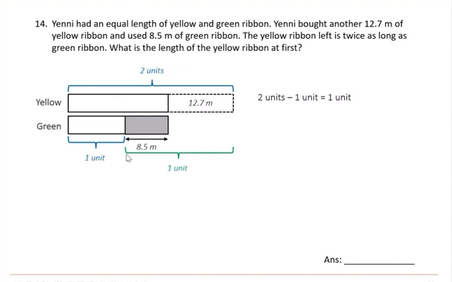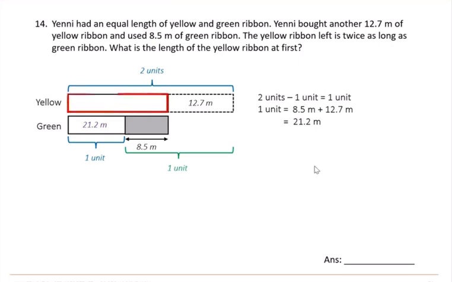So how do you find the value of 1 unit? Look at the values given. You plus 8.5 plus 12.7, 21.2. This is already 1 unit. There is no need for you to calculate the value of 1 unit again. So 1 unit is 21.2. So you ask yourself, where is 21.2? You can actually put it at the green ribbon. That's the amount of green ribbon left after using 8.5. The question asked me for yellow.